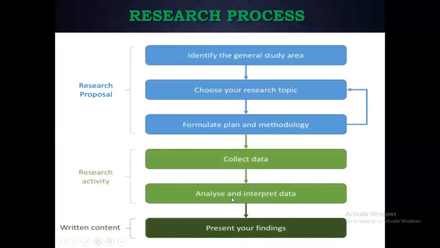The next step is to analyze and interpret the data. Whatever result you are getting, you will have to correlate that result with the other work already done by other researchers. Also, you will have to give the reason for your result, why you are getting that kind of result. You have to state that also. That is basically called analyze and interpret. These two, collect data and analyze and interpret data, are generally considered the research activity.